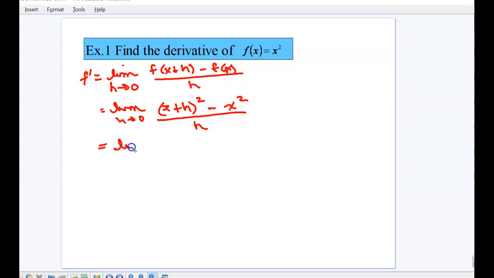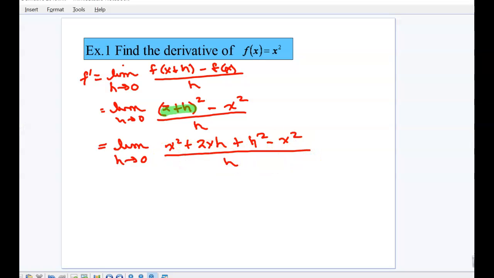So this is going to be the limit as h approaches 0 of x squared plus 2xh plus h squared. When I expand this binomial, I get this trinomial. I'm still subtracting x squared, and this is all over h. Now anything that doesn't have an h should cancel out, and it does. So I'm left with the limit as h approaches 0. I'm going to factor an h out of my two remaining terms, and I'll be left with 2x plus h over h. Now my h's cancel.